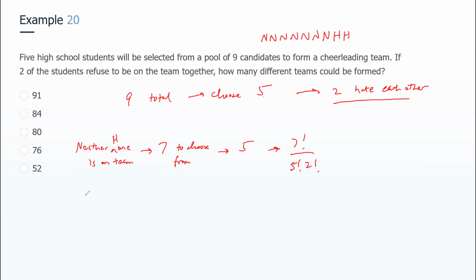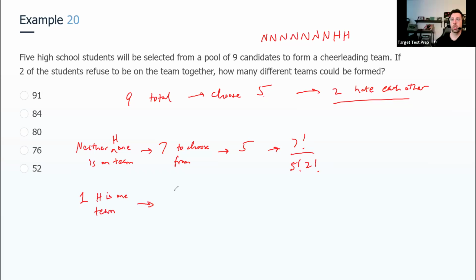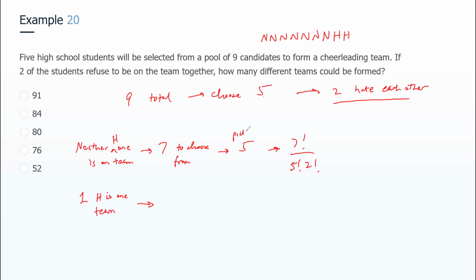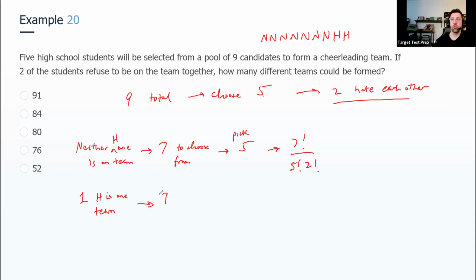That'd be if one of them was selected, and that would be just 1C1 because one person is selected. And then we know that if that person is selected, the other person is not going to be on that team at all. So again, our pool would be out of 7 people, but we'd only need to select 4 people because we have already selected 1 person. Exactly. So we have the 7 nice people to choose from, but now we're only going to pick 4 of them. So that's 7 factorial over 4 factorial, 3 factorial. Okay.